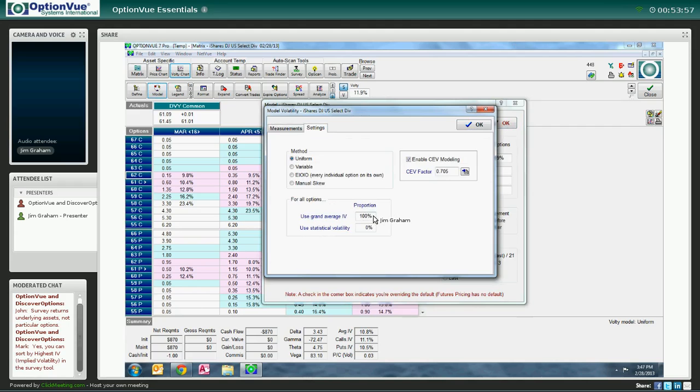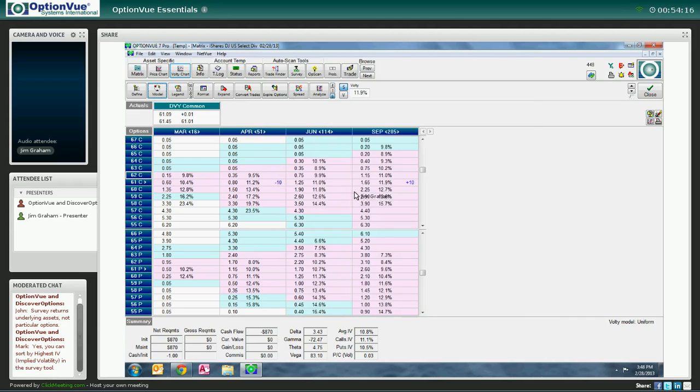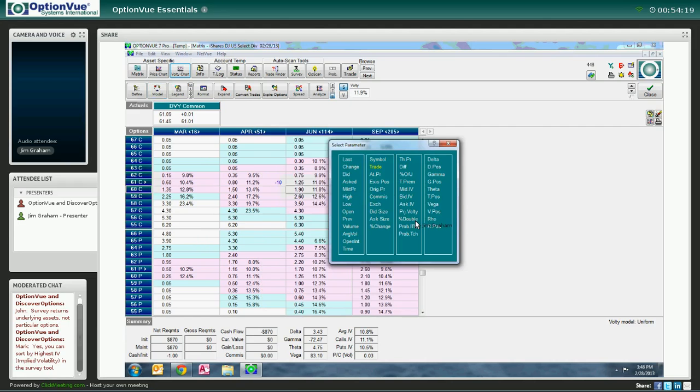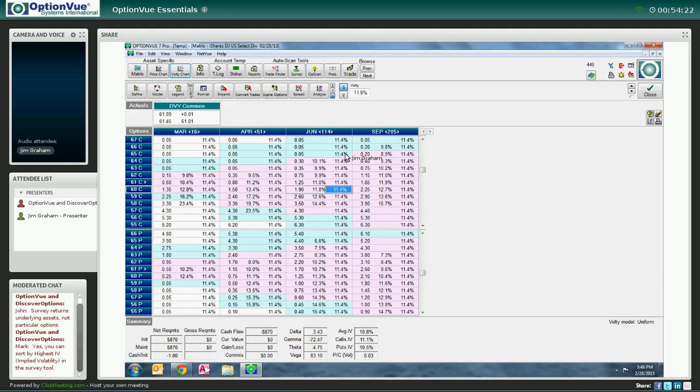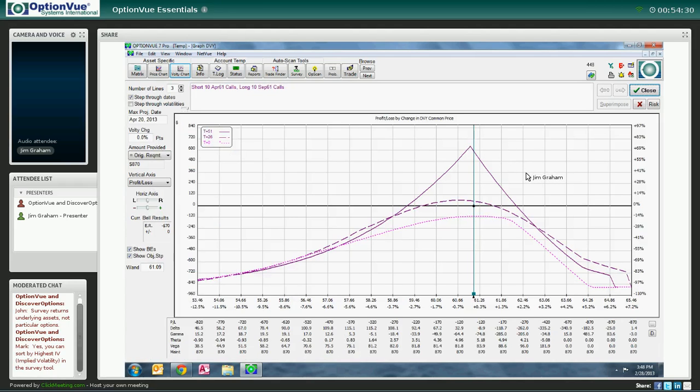Uniform in the settings, you could use all grand average IV, all statistical, and I'm just going to keep it at grand average. Or I could do like 50-50. But I'm just going to keep it all uniform. The first thing I'll mention is if you look at this projected volatility in the matrix again, notice every option has the same projected volatility, 11.4. When I hit analyze, it's going to use 11.4 and assume everything always stays at 11.4.